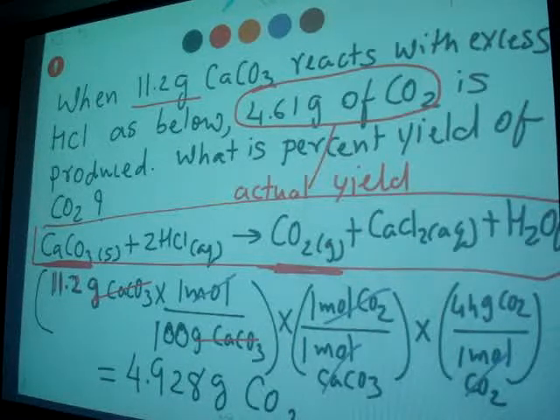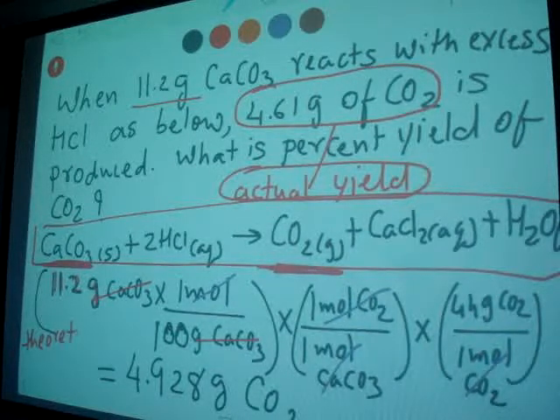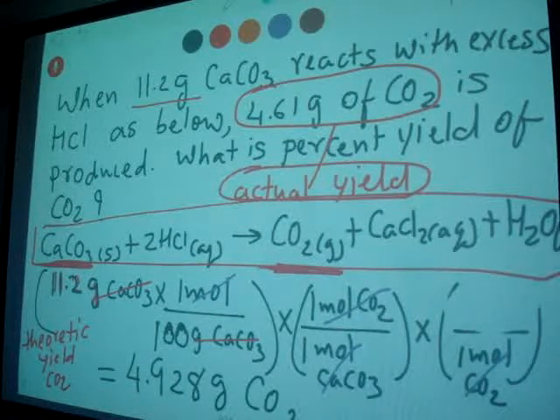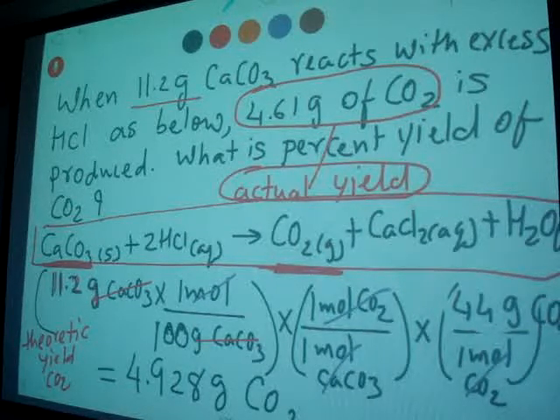So you have given actual yield and this is theoretical yield. What's the grams of the CO2 on the right? 44 grams. 44 grams of CO2. That's the molar mass of CO2. So let me rewrite that. It's 44 grams of CO2. Okay. So now you have actual yield and theoretical yield.